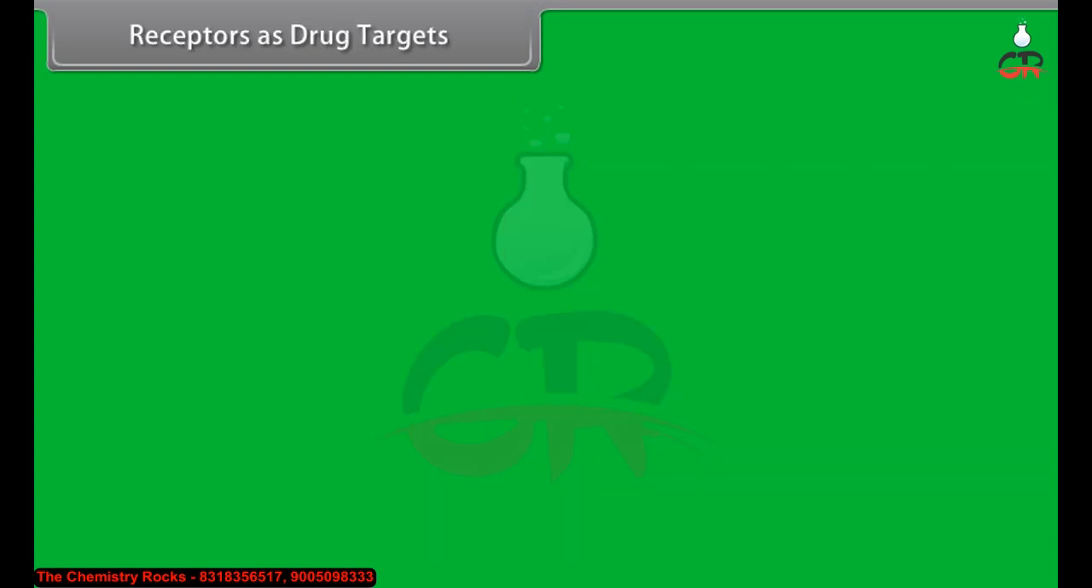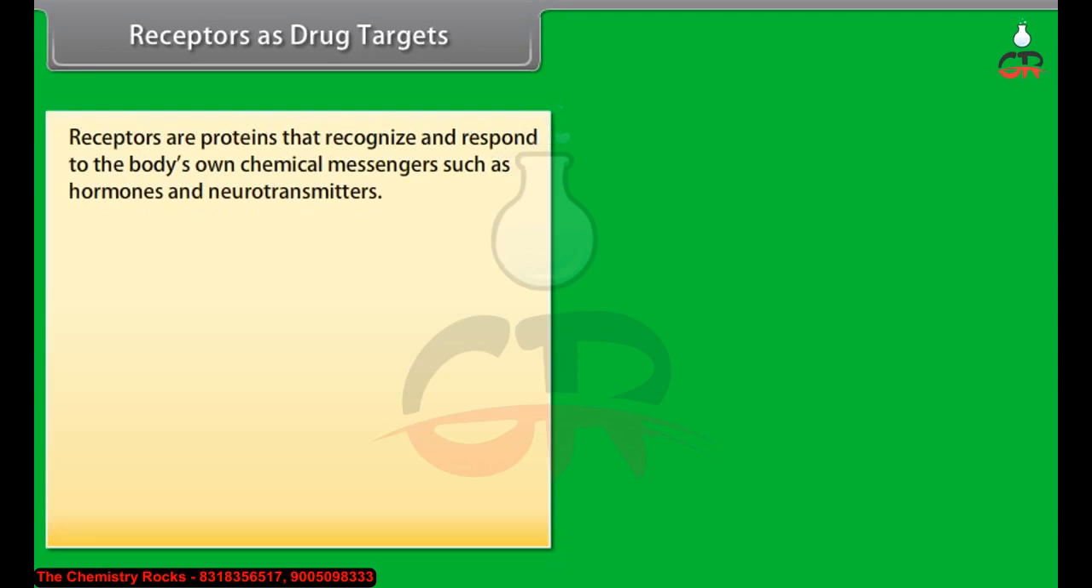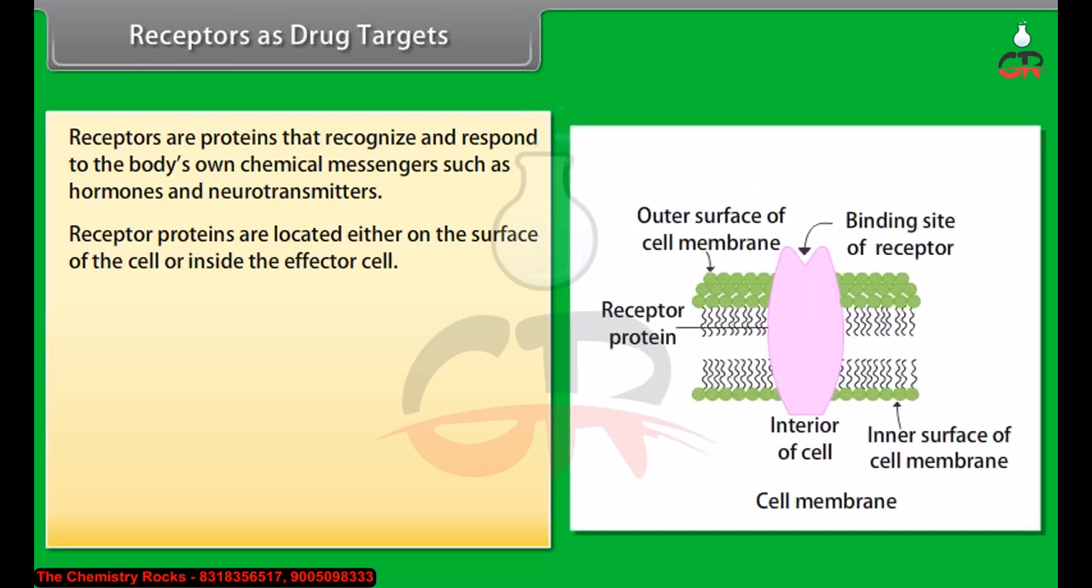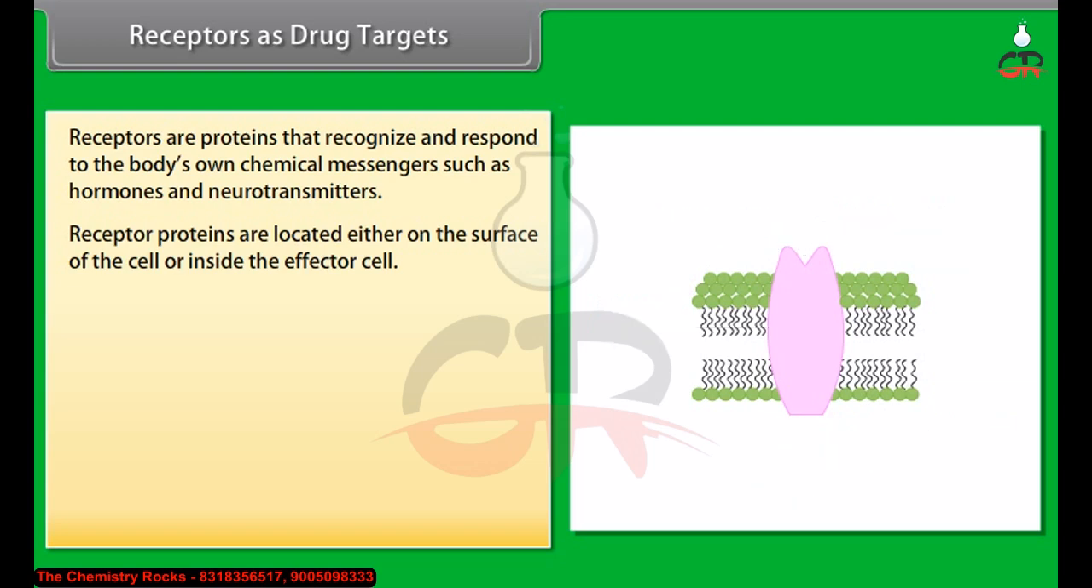Receptors as drug targets. Receptors are proteins that recognize and respond to the body's own chemical messengers, such as hormones and neurotransmitters. Receptor proteins are located either on the surface of the cell or inside the effector cell. In the body, message between two neurons and that between neurons to muscles is communicated through chemical messengers which are received at the binding sites of the receptor. To accommodate a messenger, the shape of the receptor site changes. This brings about the transfer of message to the cell.